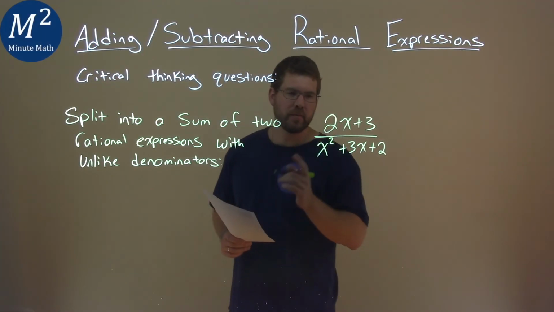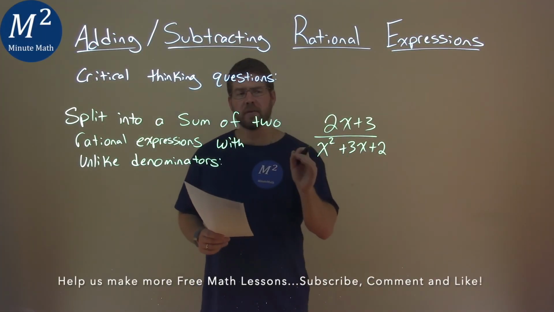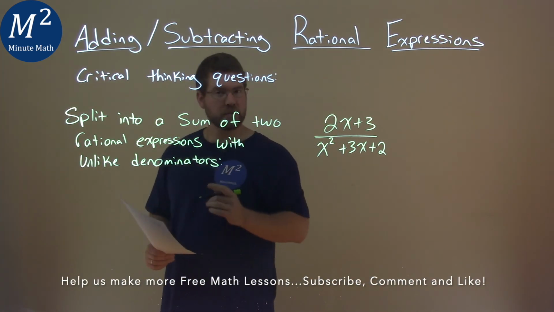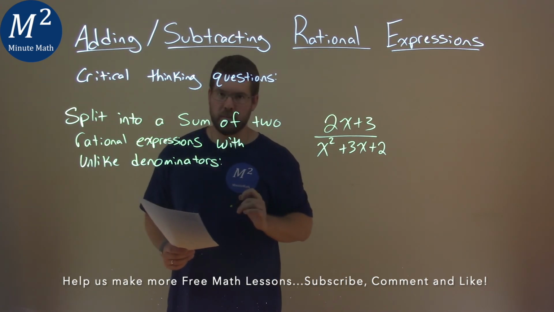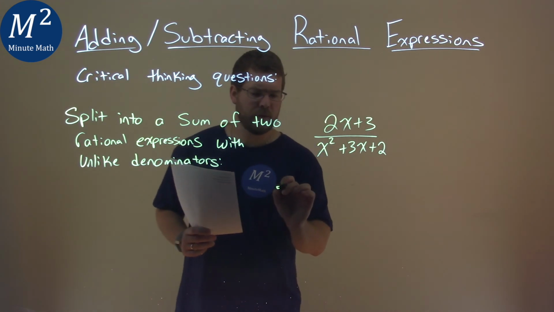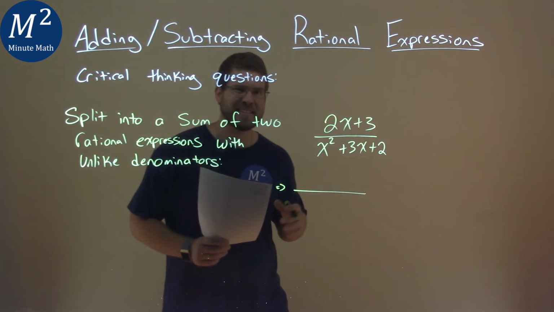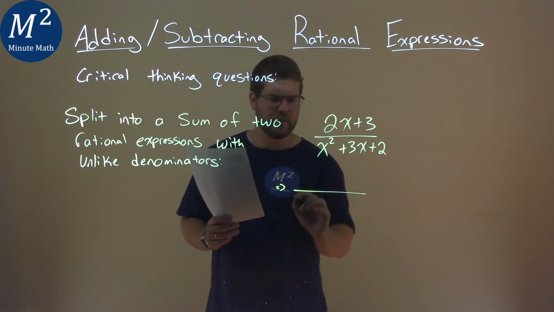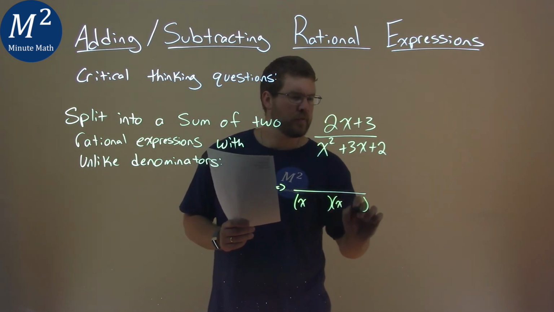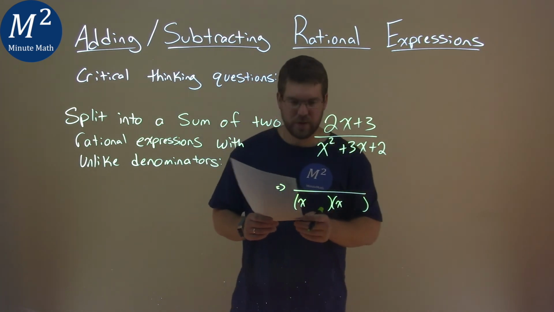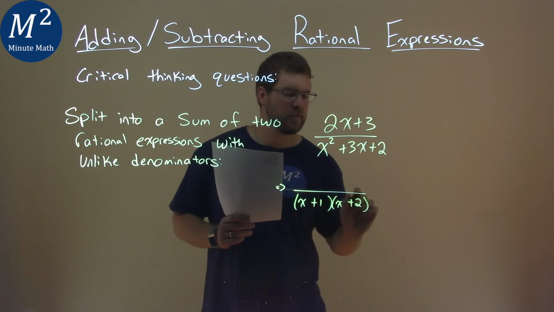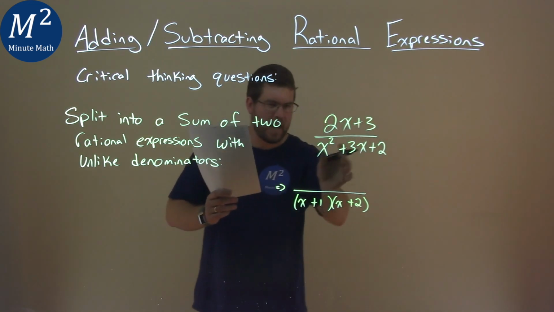We're given this problem right here, 2x plus 3 over x squared plus 3x plus 2, and we need to split it into a sum of two rational expressions with unlike denominators. Kind of tricky here. First thing I'm going to do is look at my denominator, and I can see I can factor that. That's going to give me a good base here. So we ask ourselves, what two numbers multiply to be a 2 but add to be a 3? And that is a 1 and a 2. x plus 1, x plus 2. That is how we can factor our denominator.